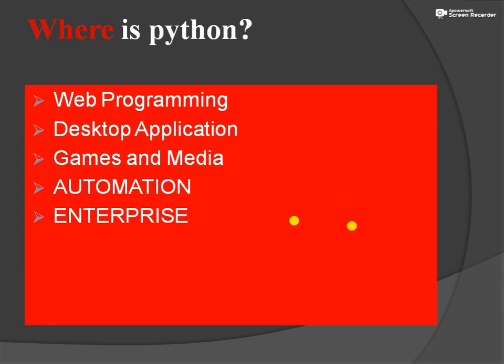Automation. Python can be used in automation. Means it performs with minimal control system for operating softwares. It is used in automation, means it performs with minimal control system for operating softwares. Enterprises. It is also used in companies and enterprises.